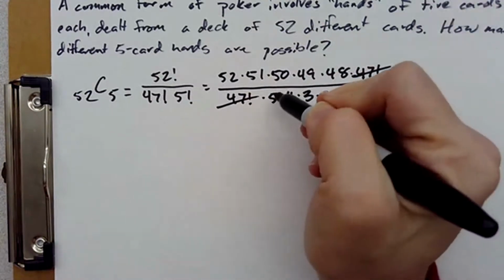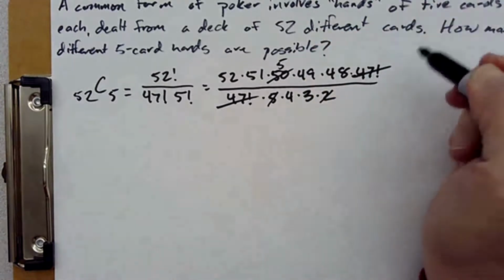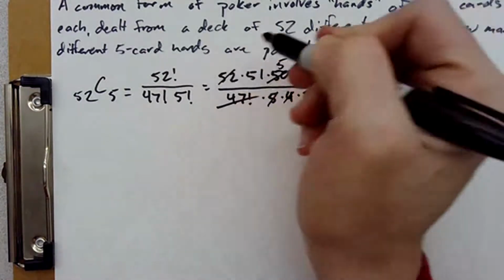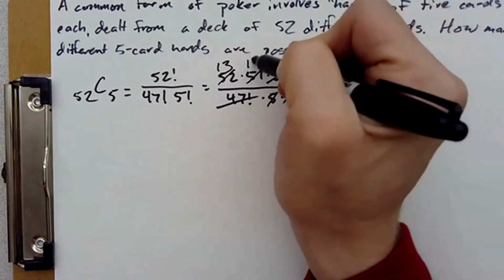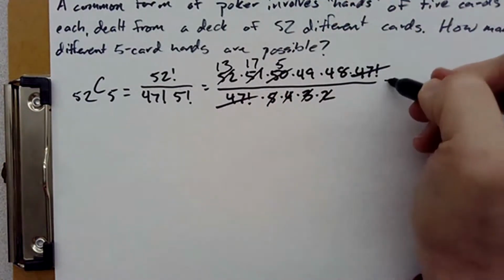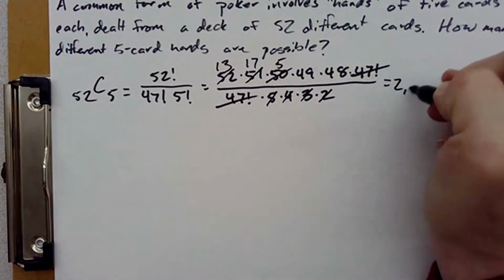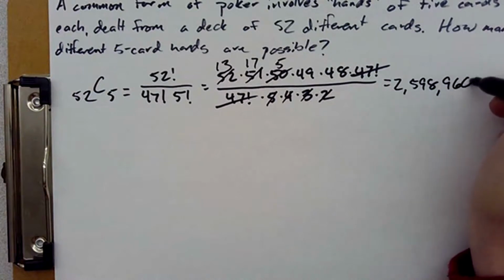I'll get rid of my 5 and my 2 from 50, which brings us down to a 5 there. We'll get rid of a 4 from 52, which gives us a 13, and a 3 from 51, which leaves 17. Now we have 13 times 17 times 5 times 49 times 48, which is 2,598,960 hands.